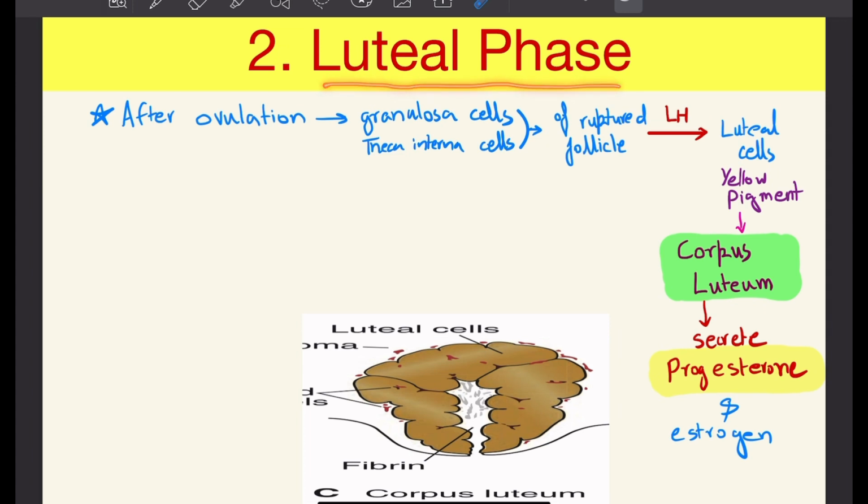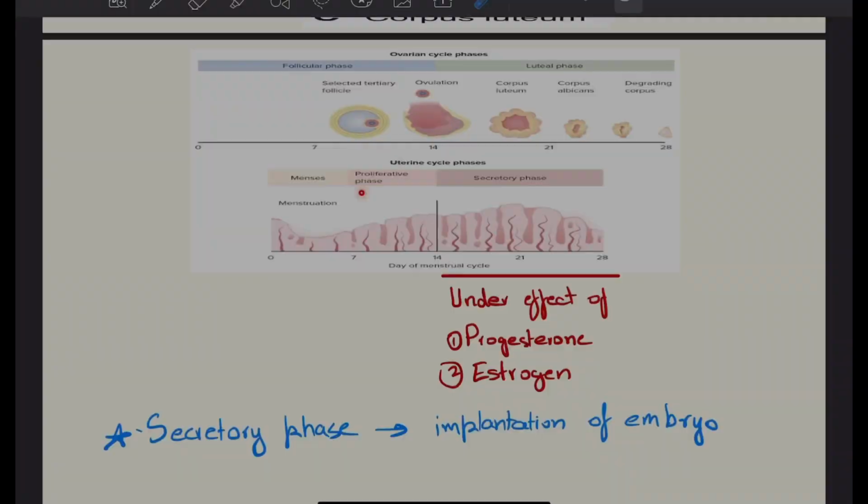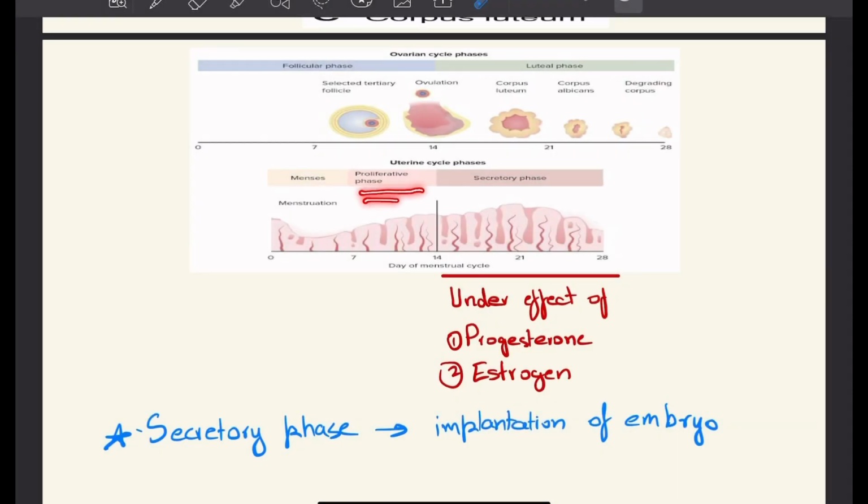Next is the luteal phase. After ovulation, granulosa cells and theca interna cells of the ruptured follicle under the effect of LH hormone form luteal cells, which contain yellow pigment, and they are called corpus luteum, and they secrete the progesterone and estrogen. Progesterone is very important here. Mainly after the follicular phase or proliferative phase of the uterine cycle, there is secretory phase that is under the effect of progesterone mainly, and secretory phase is important for the implantation of embryo.